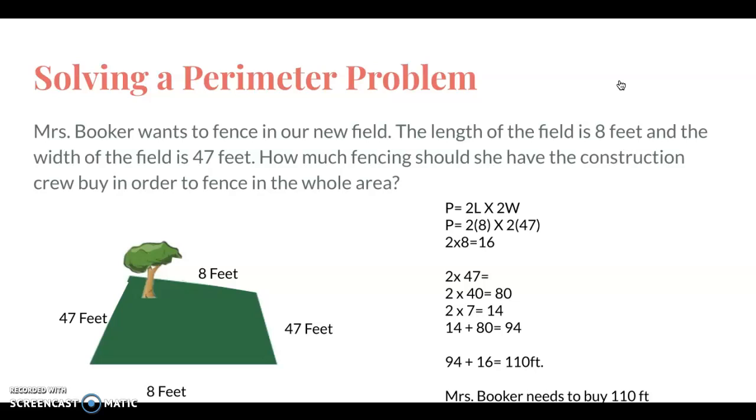So since I have 2 different lengths and all of my sides aren't the same, I chose to use P equals 2 times L plus 2 times W. I plugged in the formula below, and then I used the expanded form as well to help me. 2 times 8 is a quick fact, so I knew that that equaled 16 right off the bat. 47 is a bigger number, so I chose to break up 47 into 2 times 40 and 2 times 7. I add those products together to get my final answer of 94. I took 94 and added it to 16, and I got 110. So that tells me that Miss Booker needs to buy 110 feet of fencing in order to completely fence in our brand new Pinecrest field.